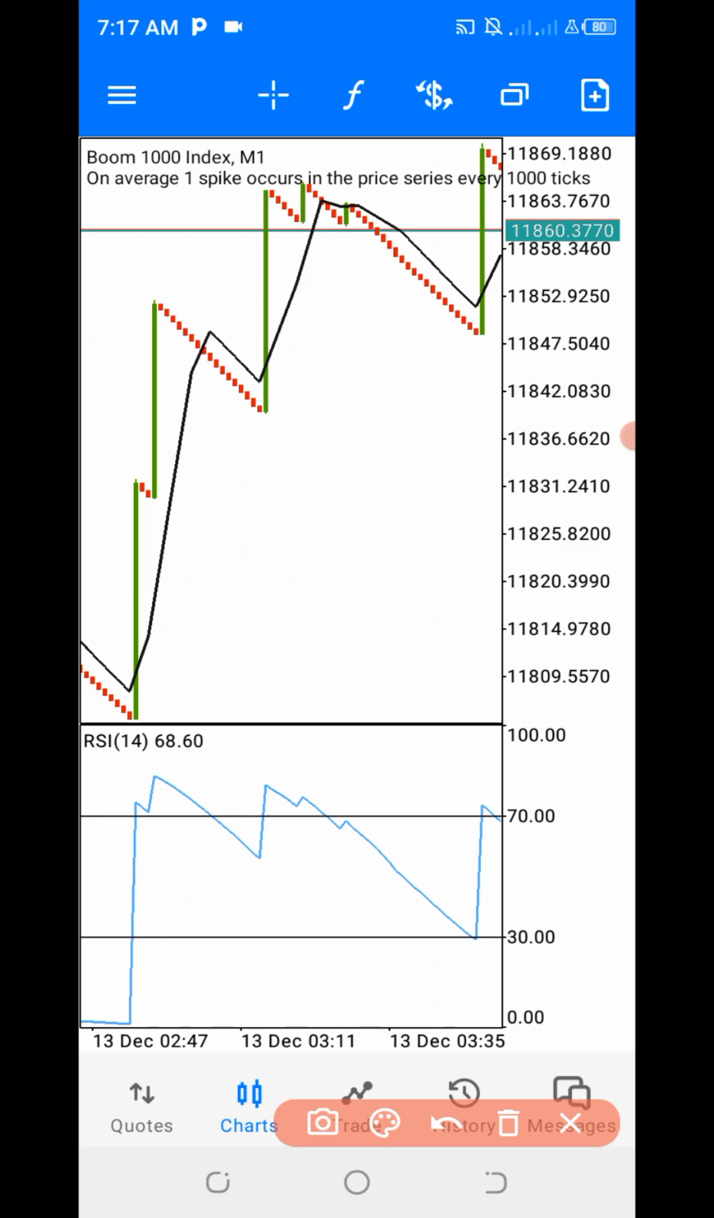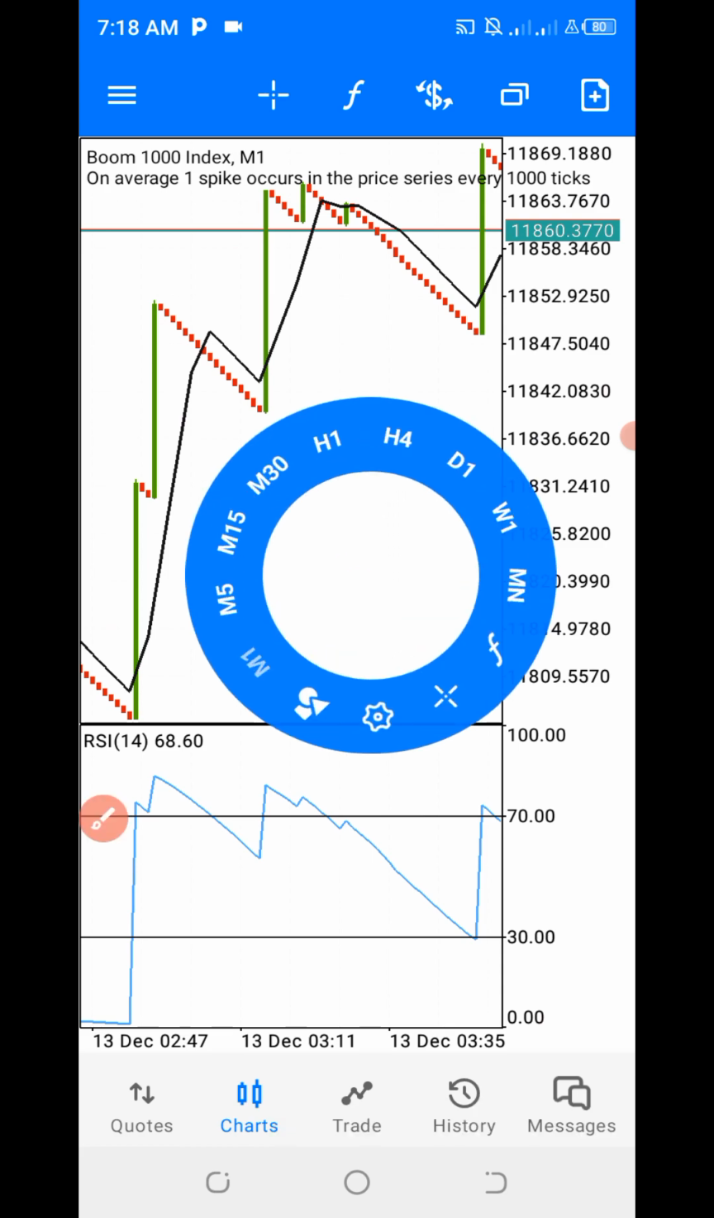Without even going too far, look at this area here. This is a higher high, and what do you have here? Look at it here, this is a higher low. This is the divergence. So you enter after.